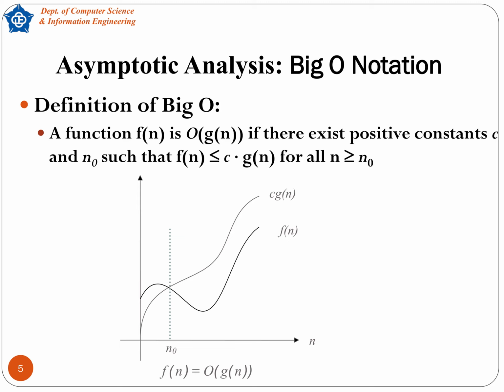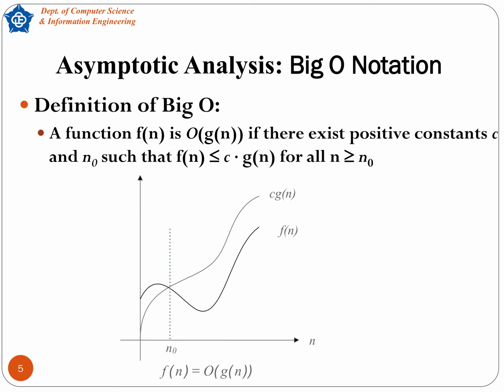Building on our earlier examples, let's now dive into the heart of asymptotic analysis: Big O notation. Big O gives us a clean way to describe how one function, f(n), grows compared to another, g(n). Formally, we say f(n) is O(g(n)) if there are positive constants c and n₀ such that for every n greater than or equal to n₀, f(n) is less than or equal to c times g(n). If you look at the graph, the horizontal axis is our input size n, and the vertical axis shows the function values. The dashed vertical line marks that pivotal threshold, n₀.